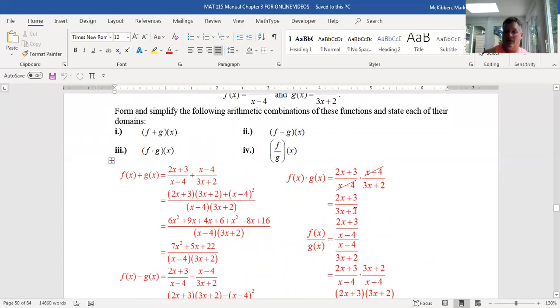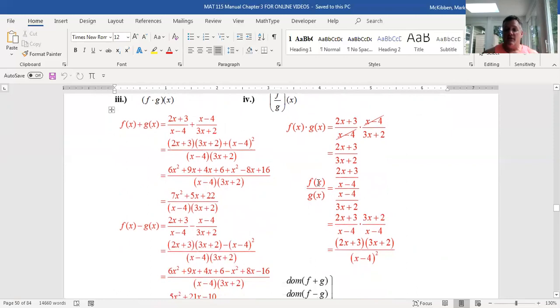Okay? But here, don't forget, you cannot cancel this further. You cannot simplify it. You can't cancel those 2s or those 3s because those are terms being added, not being multiplied. They're not factors. You can only cancel factors.